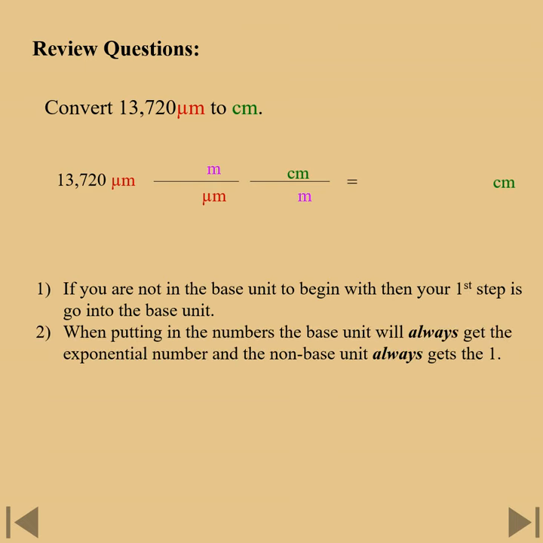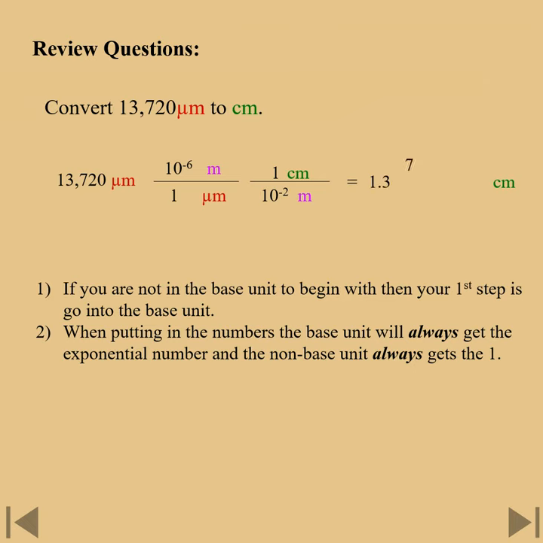For the numbers, remember the base 10 number always goes where? With the base units. So the meters, the grams, the liters, or whatever your base unit is, happens to get the 10. The micros, the nanos, the centis, the kilos always get a 1. And now 1 micrometer, like 1 micro anything, is 10 to the negative 6. Whereas 1 centimeter, like 1 centi anything, is 10 to the negative 2.